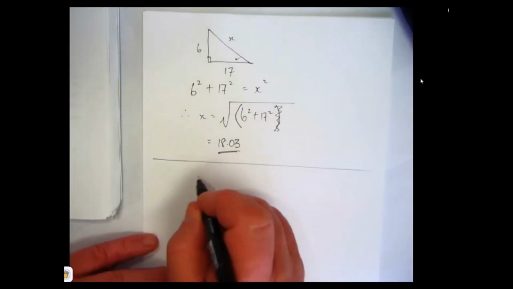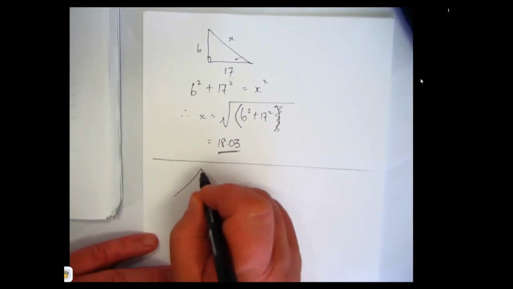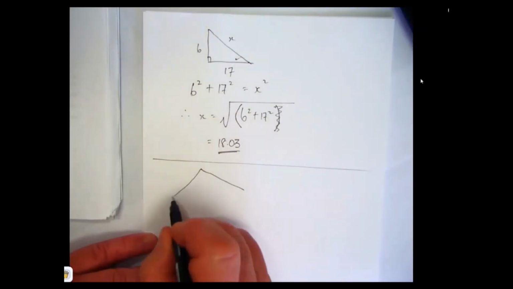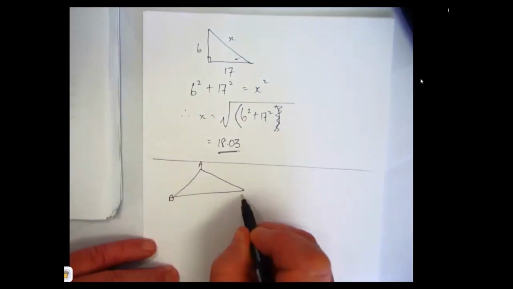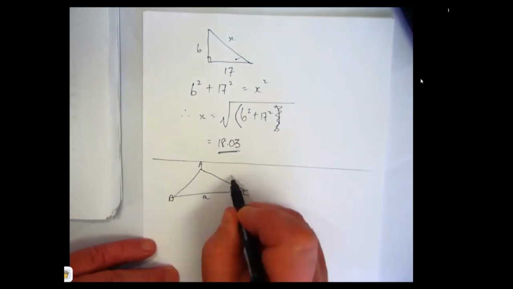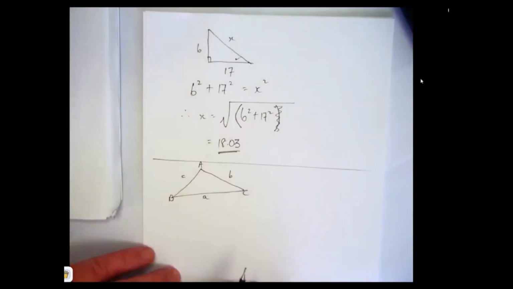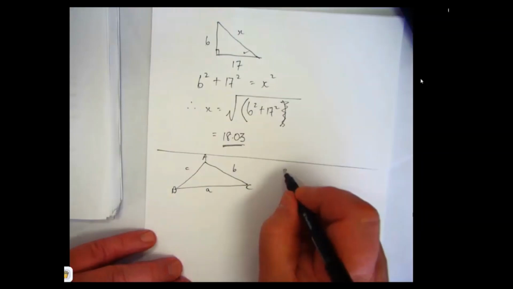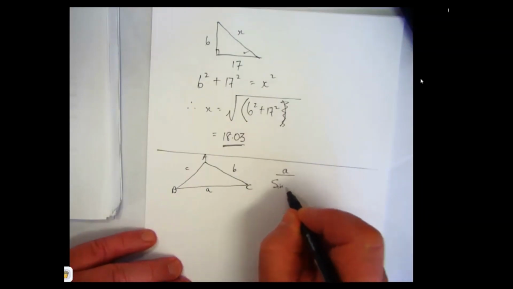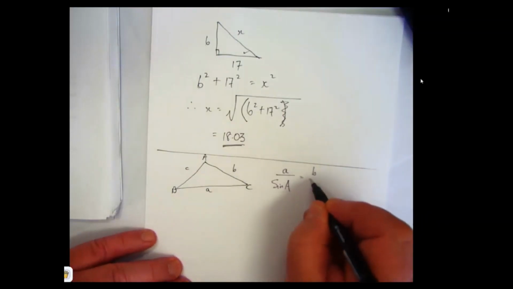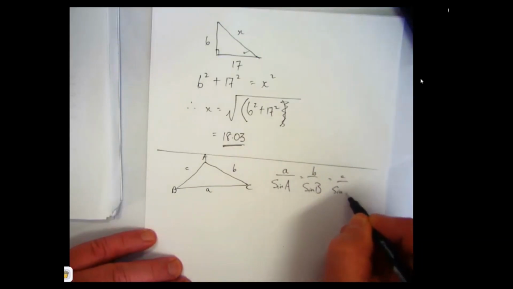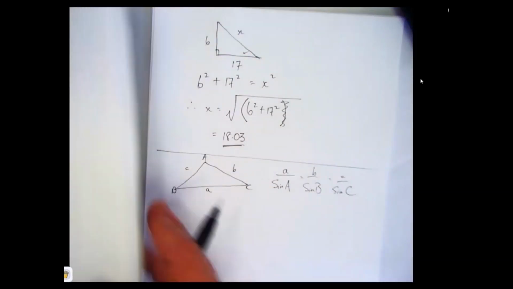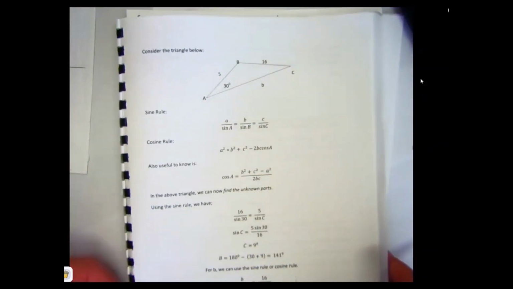In a particular triangle, if I draw one that clearly isn't a right-angled triangle, A, B, C, this then becomes little a, this becomes little b, this is little c. What I can say now is this: a over sine A equals b over sine B equals c over sine C. And that's the same formula as you have in your book at the top of the next page there.